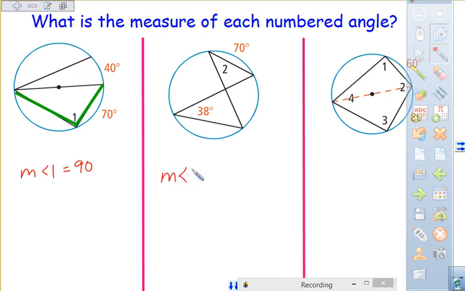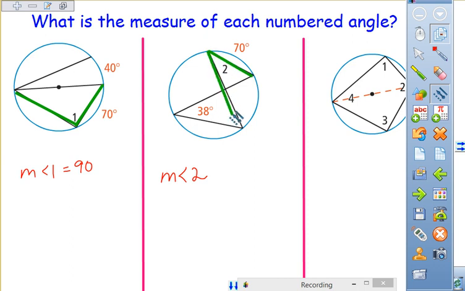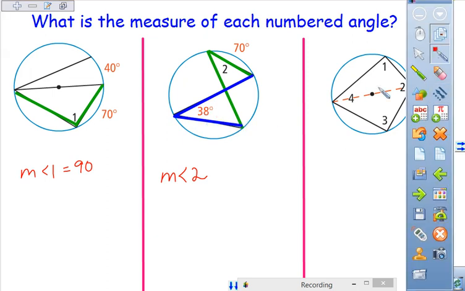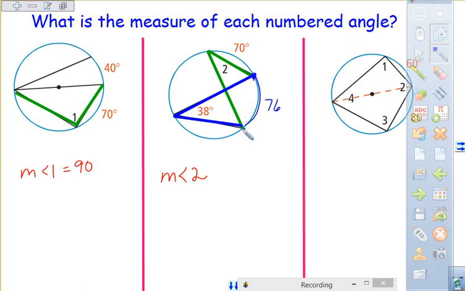The second example, we're looking for the measure of angle 2. So here is the inscribed angle. It looks like I am going to have to use some of those numbers. The first thing I notice is this 38 degrees is for this inscribed angle, so that's going to pertain to the measure of this arc. If I double 38, I get 76. And then I notice that this green angle 2 also touches this intercepted arc, so it's going to be congruent to 38.